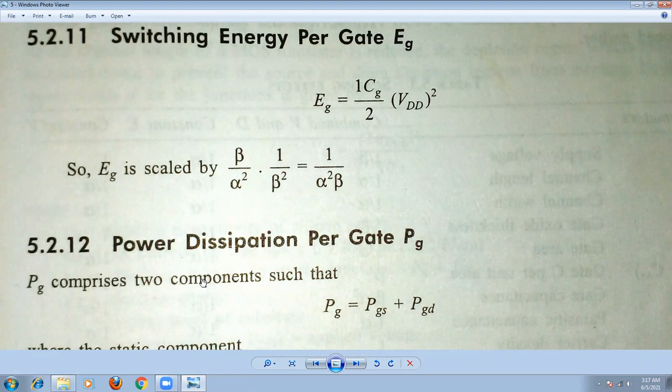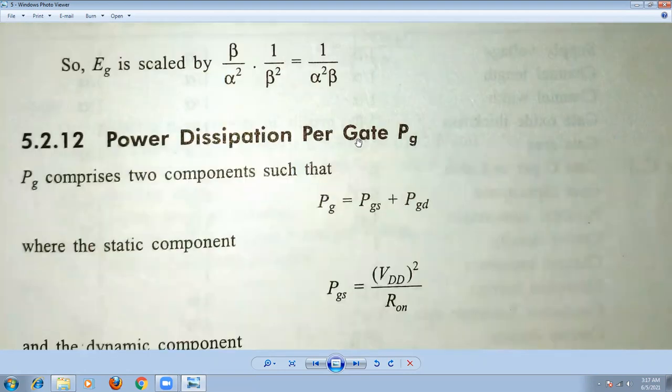Similarly, the power dissipation per gate. Power dissipation consists of two components, one called the static component and the other the dynamic component. So PG is equal to PGS plus PGD, the static power dissipation and the dynamic power dissipation of the gate. The static power dissipation is due to the current which flows from the VDD line to the ground rail when the transistor is turned on.